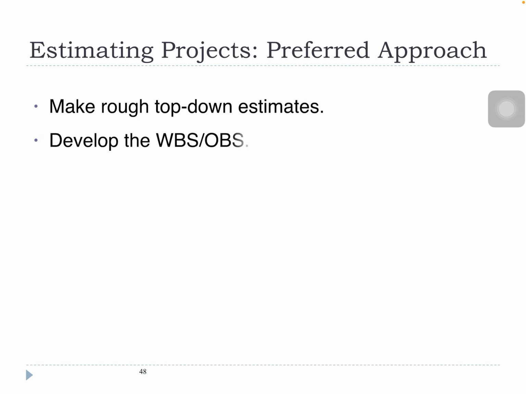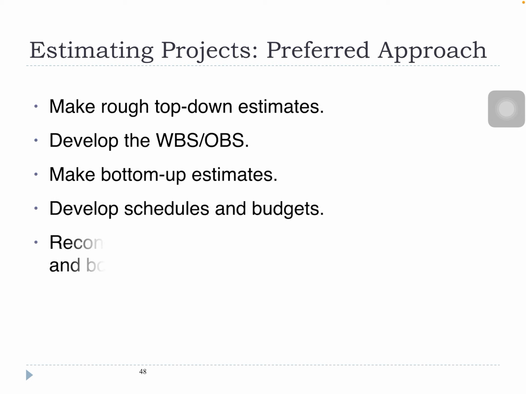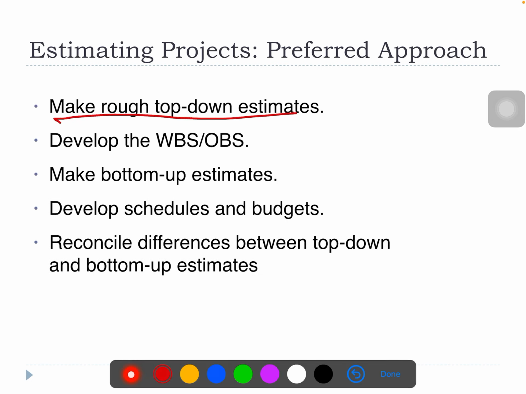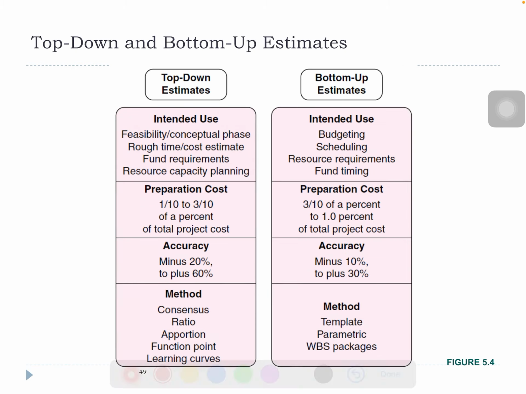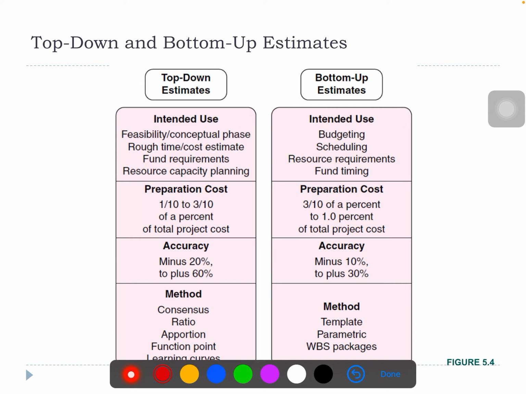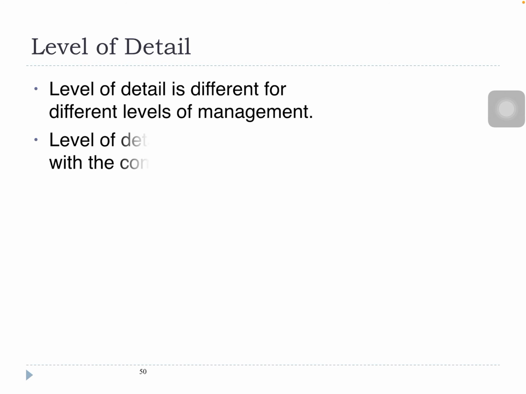So estimating project preferred approach: make a rough top-down estimate, develop a WBS or OBS, make bottom-up estimates, develop schedules and budget, reconcile differences between top-down and bottom-up estimates. So these are two examples of bottom-up estimates and the top-down estimates. All right, so you can read that later.